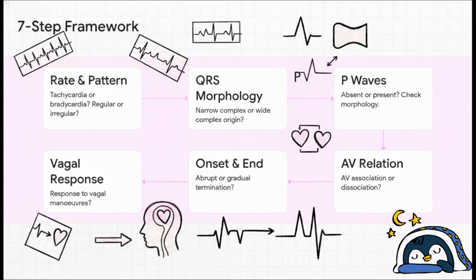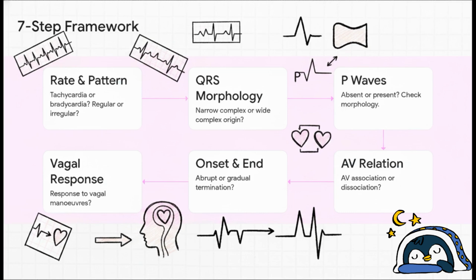First, evaluate the rate and pattern together. Is it fast, slow, regular, irregularly irregular? Next, look at the QRS morphology. Is it narrow or wide? Third, you want to meticulously hunt for P waves. Are they absent or present? Fourth, establish the AV relationship. Is every P wave communicating with a QRS complex, or is there some kind of dissociation happening?